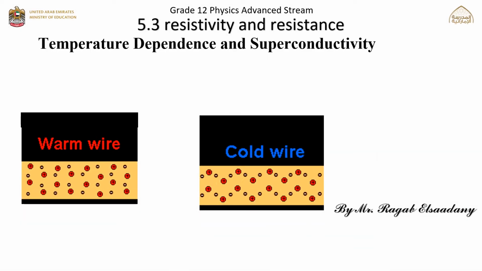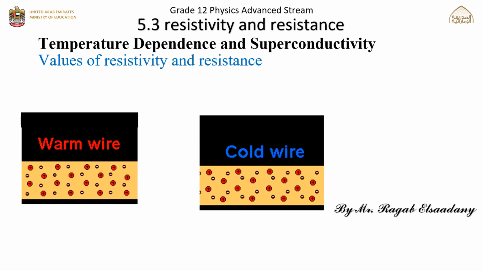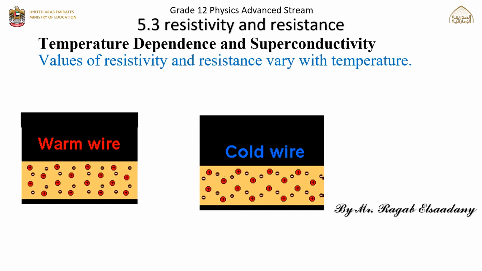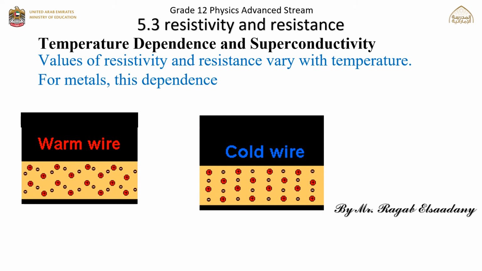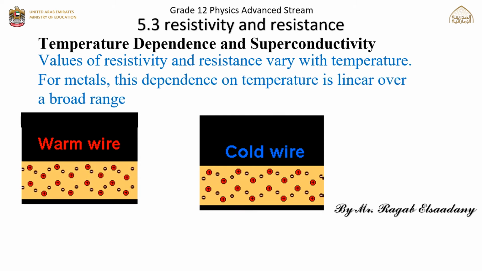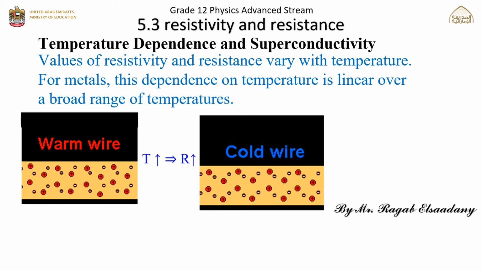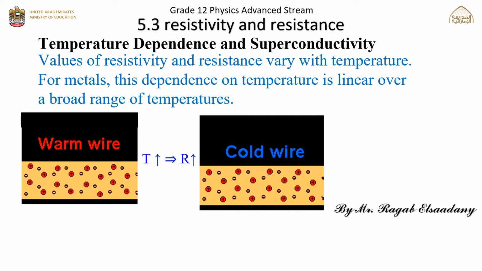Temperature dependence and superconductivity. Values of resistivity and resistance vary with temperature. For metals, this dependence on temperature is linear over a broad range of temperatures. For a conductor, higher temperature means higher resistance.